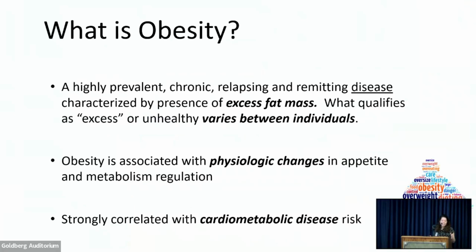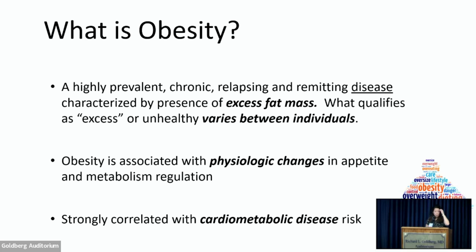So what is obesity? It is a highly prevalent, chronic, relapsing, remitting disease, but it's really characterized by the presence of excess fat mass. And I think the key is that what qualifies as excess or unhealthy is really different between one individual to the next. Somebody might have absolutely no metabolic consequences at a BMI of, say, 27, and then someone else has horrible metabolic disease at a BMI of 23. So we'll talk a little bit more about that later, but again, I really want you to get that in. If you take nothing else away from this lecture, it's really an individual variation from one person to the next.